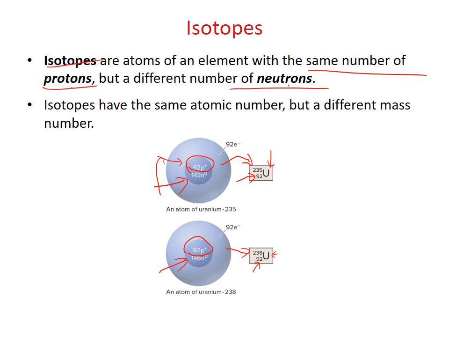Note that isotopes are the same element because they have the same proton number. As long as the atomic number or proton number is 92, that's uranium. If you change the atomic number, then that's not uranium anymore. But even for uranium, with the same proton number, the neutron number can change, and that gives you different isotopes.